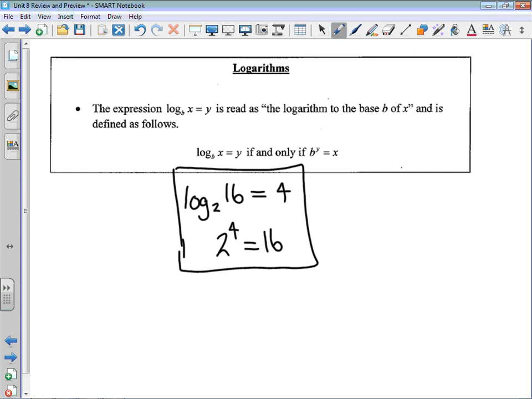Remember that if you are not given the base, so if I told you the log of 1,000 was equal to 3, you have to remember that that's log base 10. That's maybe the default base of the logarithms that we use.